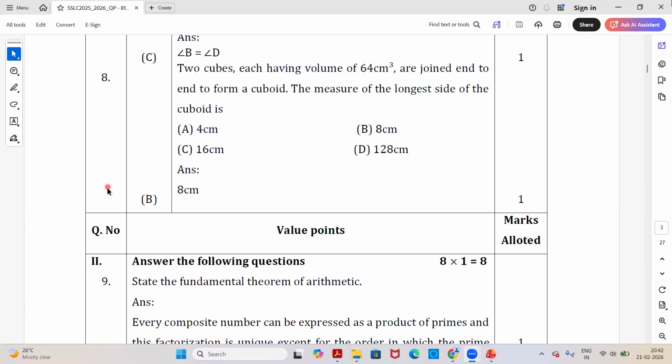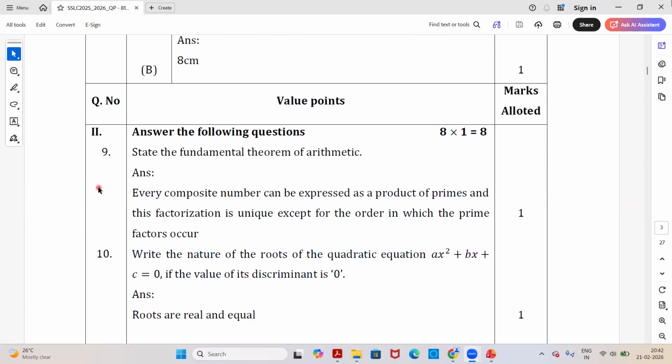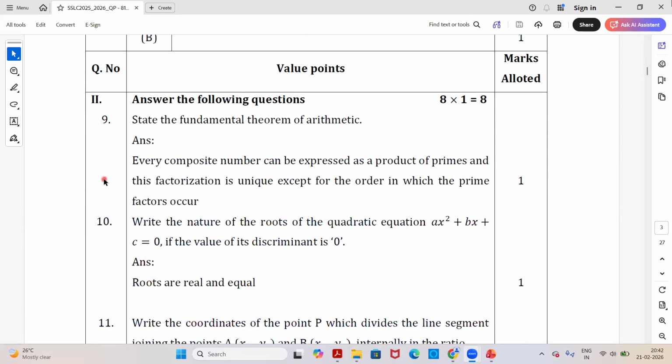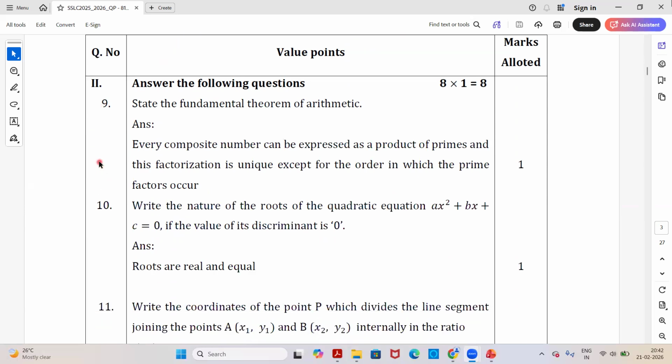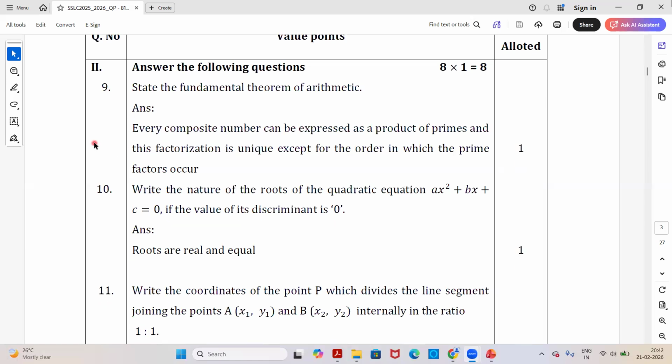So this was our first main, multiple choice questions. Now let's move on to the second main, answer the following questions. Now you will have 1 mark questions where you have a question and the answer below it. So just have a glance and look at it wherever required. Again, I'll tell you to pause the video or take a screenshot and then practice it.